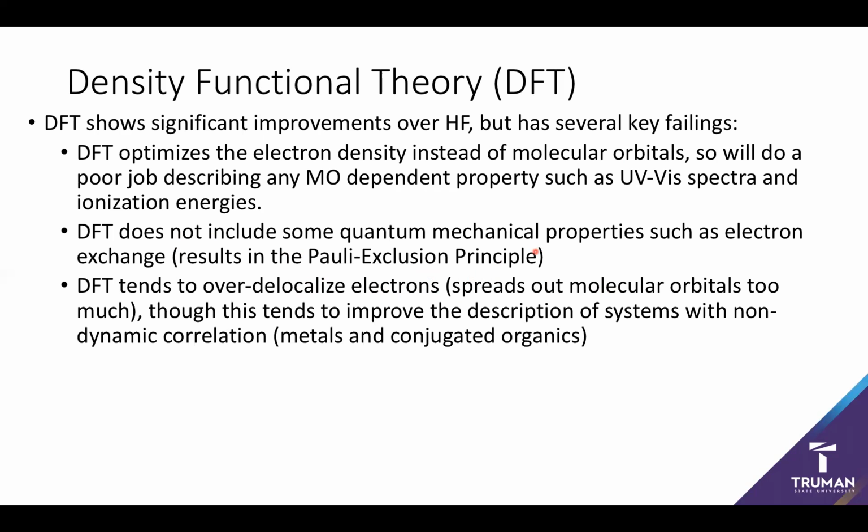So if you have a system with a lot of non-dynamic correlation, where your electrons are spread over multiple molecular orbitals, well, it turns out that DFT can actually describe those pretty well, almost by accident. So this is one of the reasons why DFT methods like PBE and M06-L tend to be pretty good at metals, because they over-delocalize the electrons to a certain extent that you are going to see in metals.